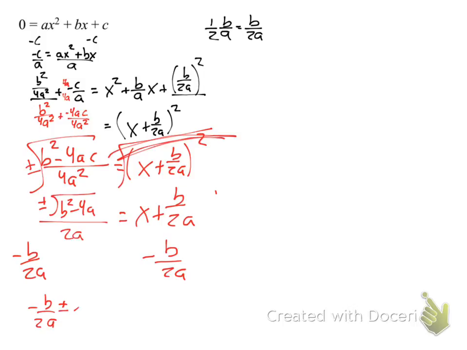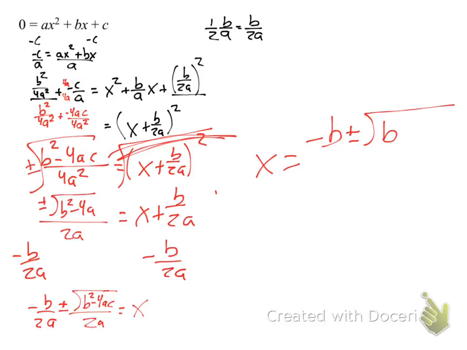plus or minus the square root of b squared minus 4ac all over 2a equals x, right? But here's the thing. We got common denominators. Can't I just put it all over one of them? And so when I do this, is it just x equals negative b plus or minus the square root of b squared minus 4ac all over that common denominator of 2a. Guys, that is the quadratic formula.